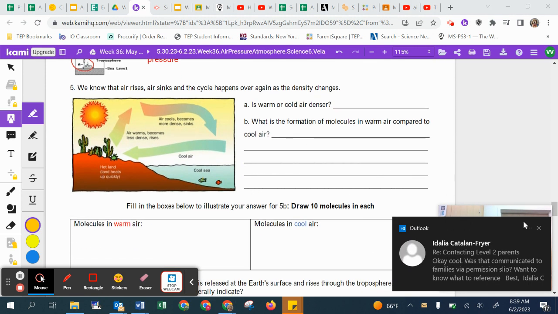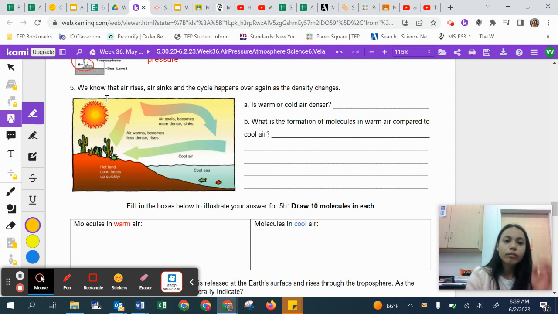Next, we will go to number 5. So number 5, we know that air rises, air sinks, and the cycle happens over again. So the more dense air sinks, and it says it right here, and the less dense rises. So it's a cycle of air circulation. That's what air does. So it's warmer, colder, denser. I only need one response.